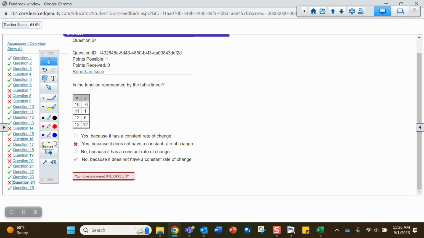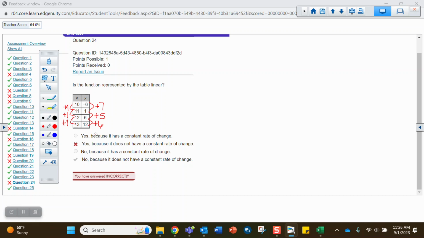And then I think the last one you missed says, is the function represented by the table linear? Is it linear? So now we're looking at the rate of change. So we can use the table to say, okay, I'm going up 1, we're going up 1, we're going up 1. Now this has to change by the same thing. -6 to 1, that's up 7. This is only up 5, and that's up 6.